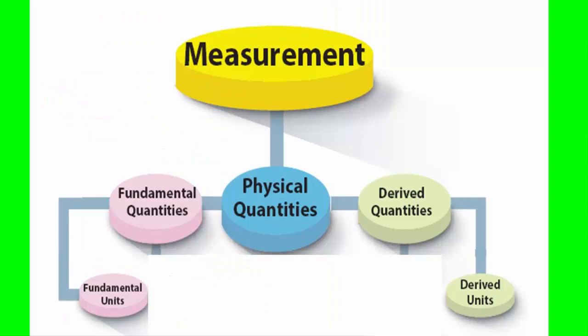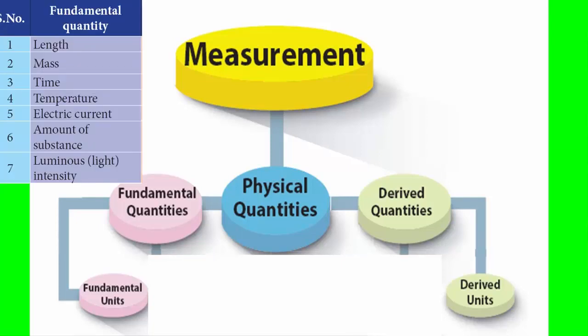Okay, we have a flow chart. Measurement. In this class we are studying about physical quantities. These physical quantities are divided into two types: one is fundamental quantity, another one is derived quantity. Fundamental quantities, we already saw 7 things. That means length, mass, time, temperature, electric current, amount of the substance, luminous intensity.